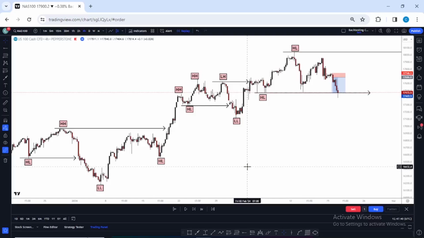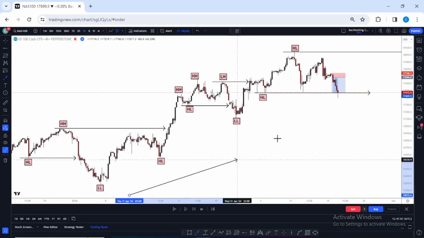Alright, so now starting from the 4H time frame. For you all who've been following me for some time, know that the first thing I like to do is to identify our trend, right? So looking at our chart, what trend are we in here? An uptrend.